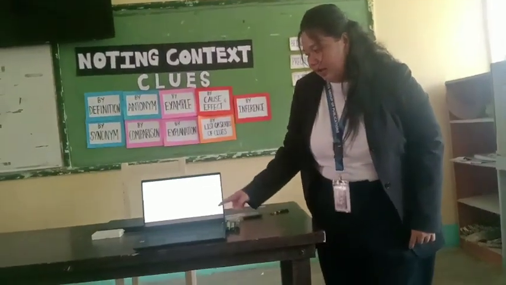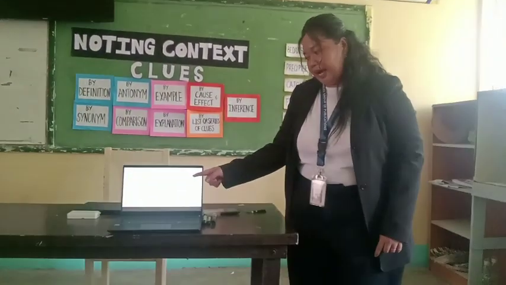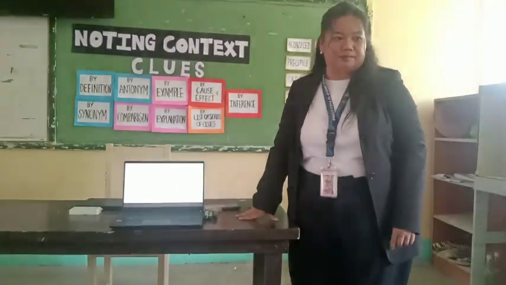A, an axe. B, a saw. C, a knife. D, a hammer. Again, a mallet is blank. A, an axe. B, a saw. C, a knife. D, a hammer.